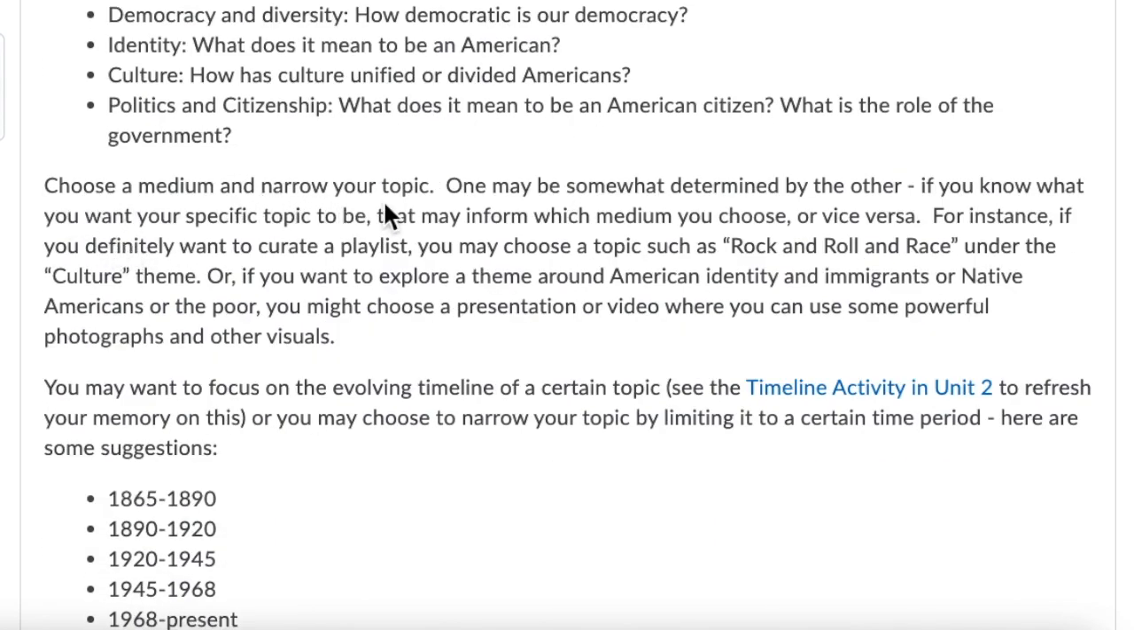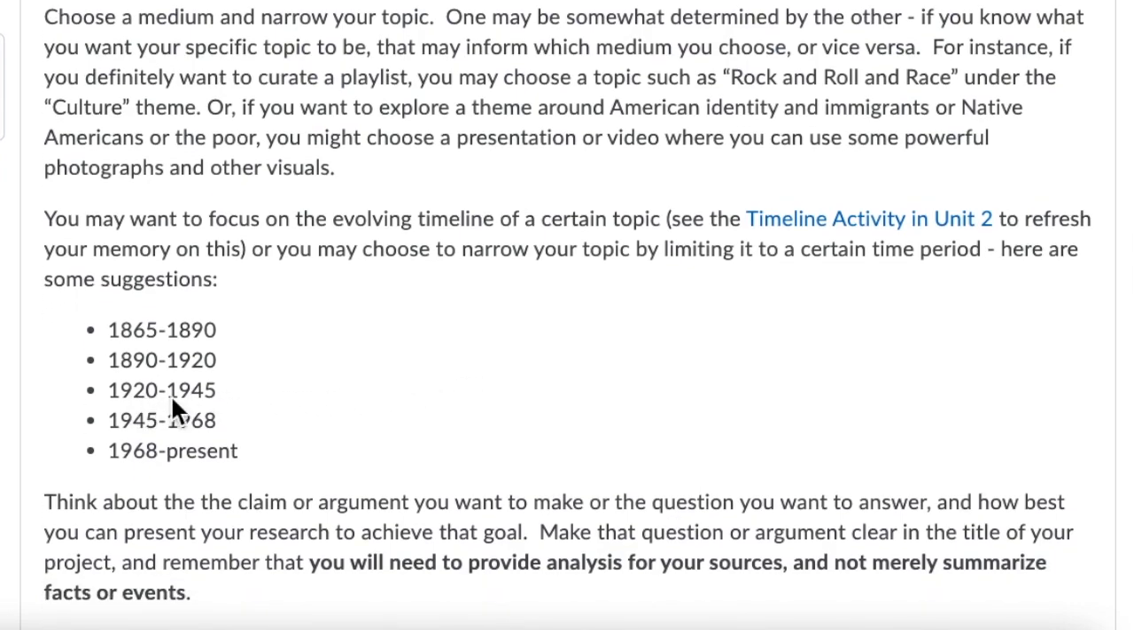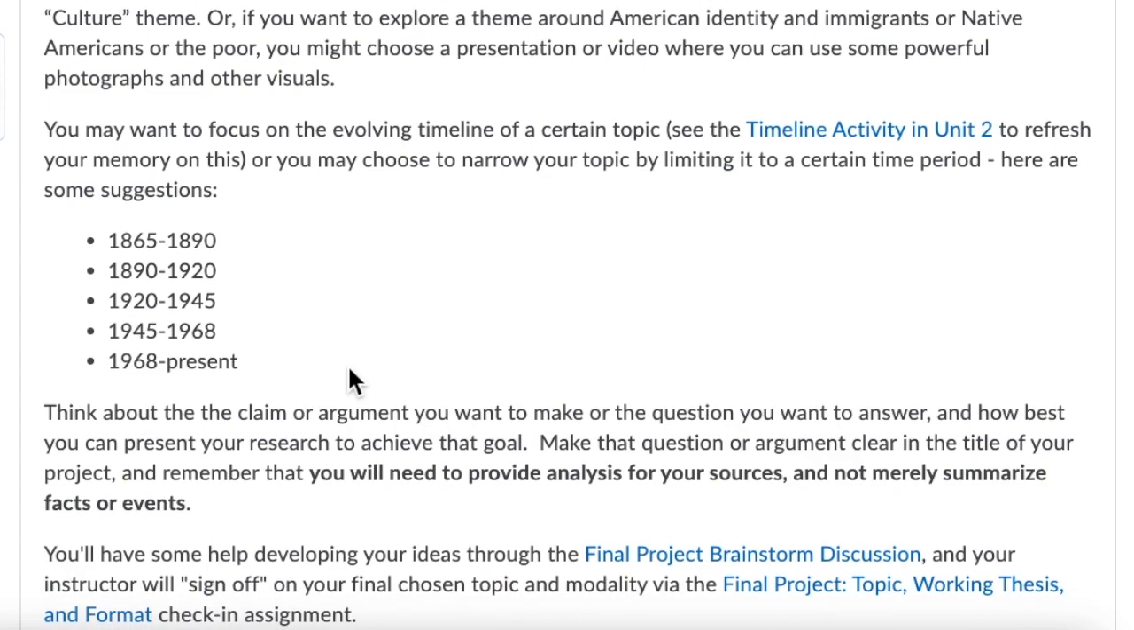Then it says choose a medium and narrow your topic. Well, you still haven't done that, although you have narrowed it to segregation. And you've made clear that you want to talk about segregation in, I guess, the 40s, 50s, and 60s. But you really want to designate a particular time frame. And so let's keep it down to at most 25 years, better yet, 15 years. So you could do 1954 to 1968. I know that's not 15 years, but it's 14 years, and that's pretty close.